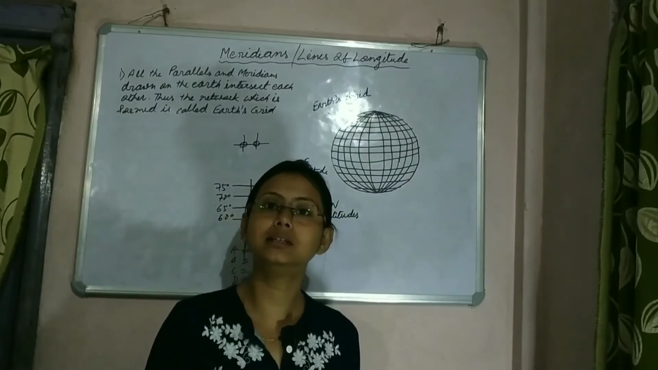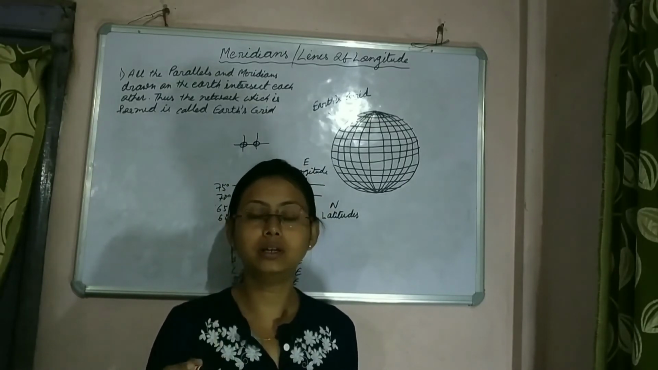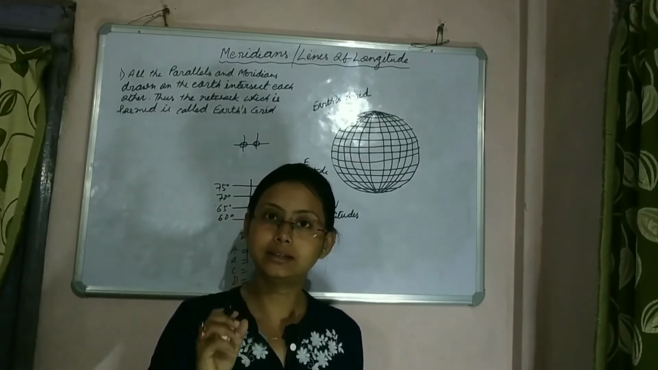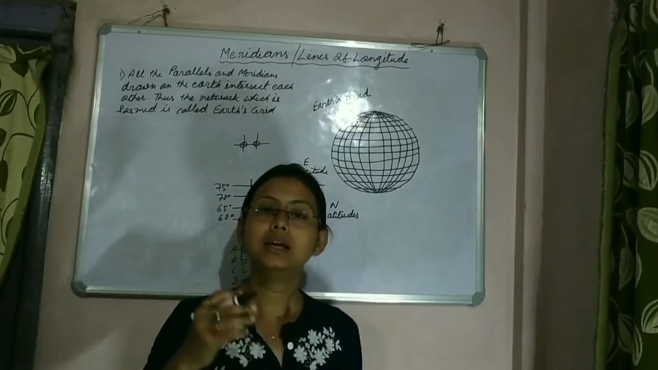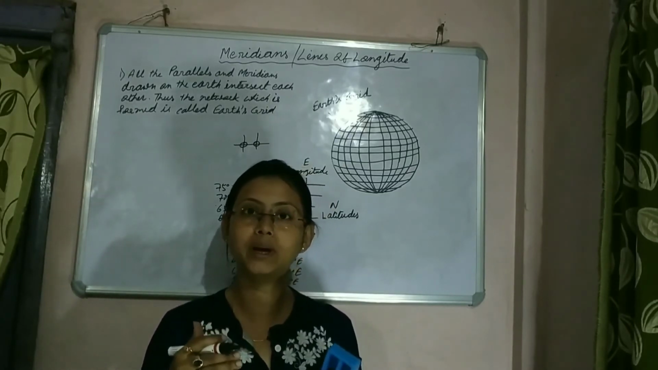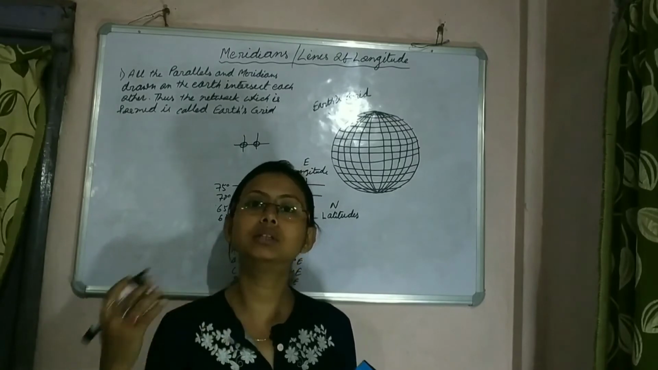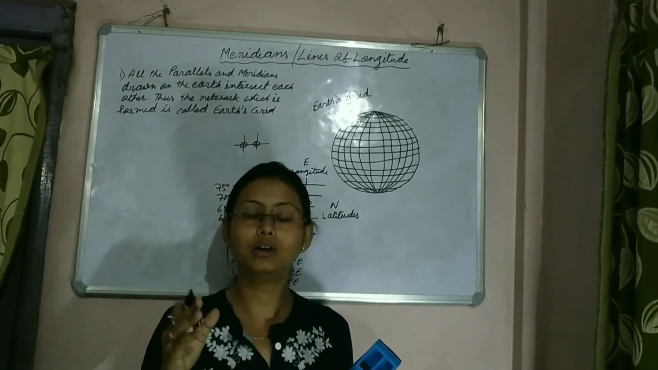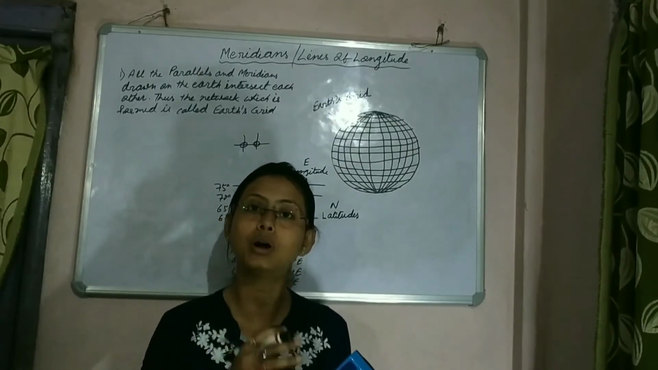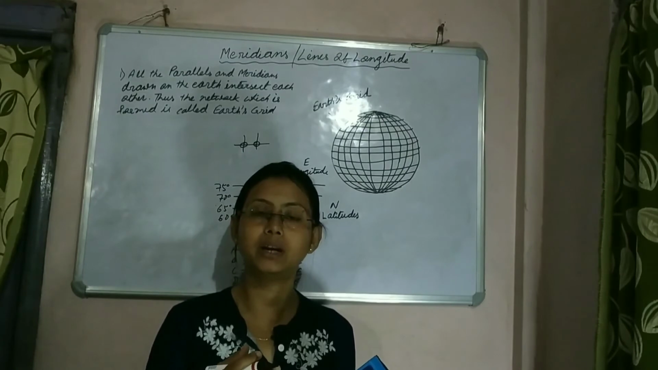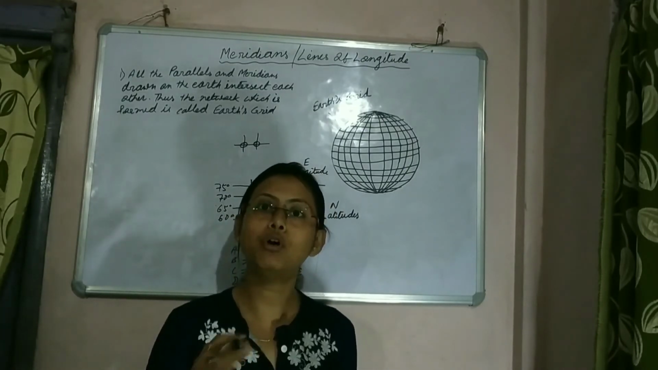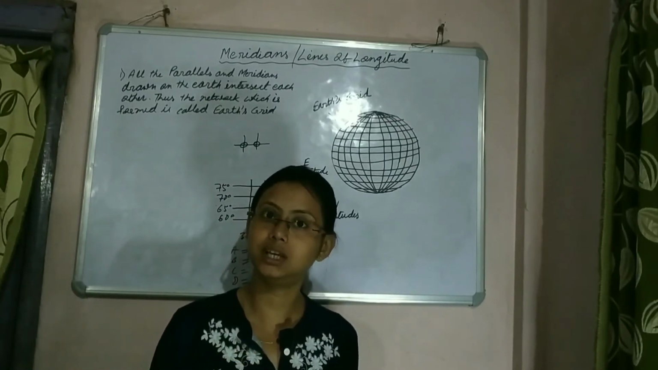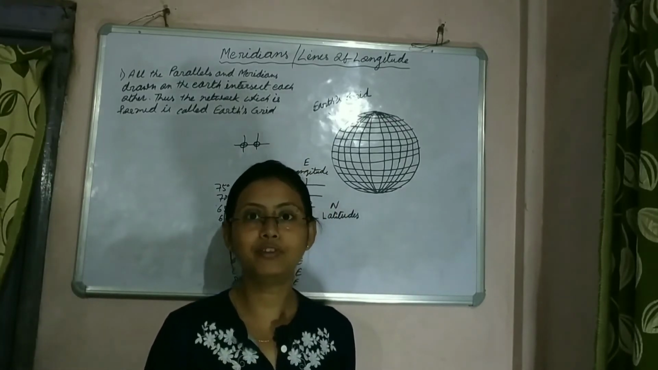In case of parallel and meridian lines, the distance is always measured in degrees, minutes and seconds. In my previous video also I have said this. In case of parallels, the distance between two parallels always remains the same throughout the entire journey of these 181 parallels. That is, 1 degree equals 111 kilometer, 1 minute equals 6068 feet, and 1 second equals 101 feet.